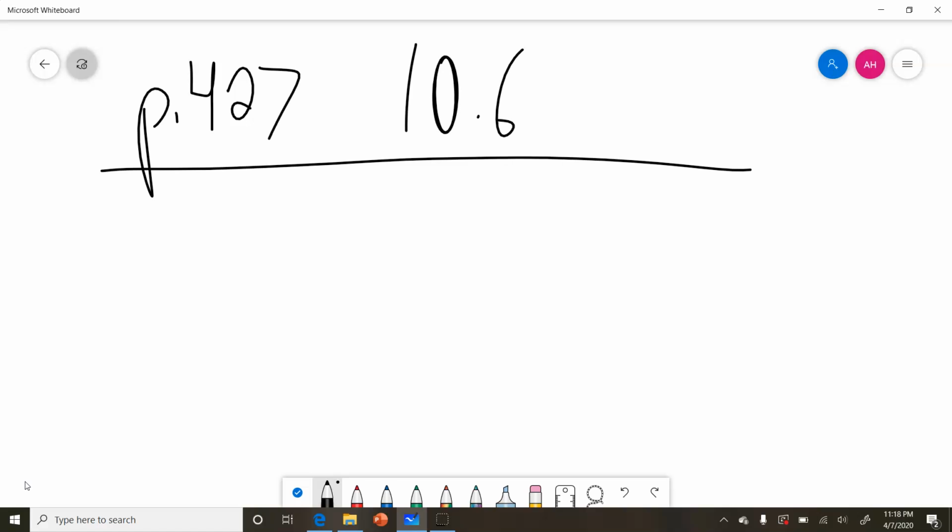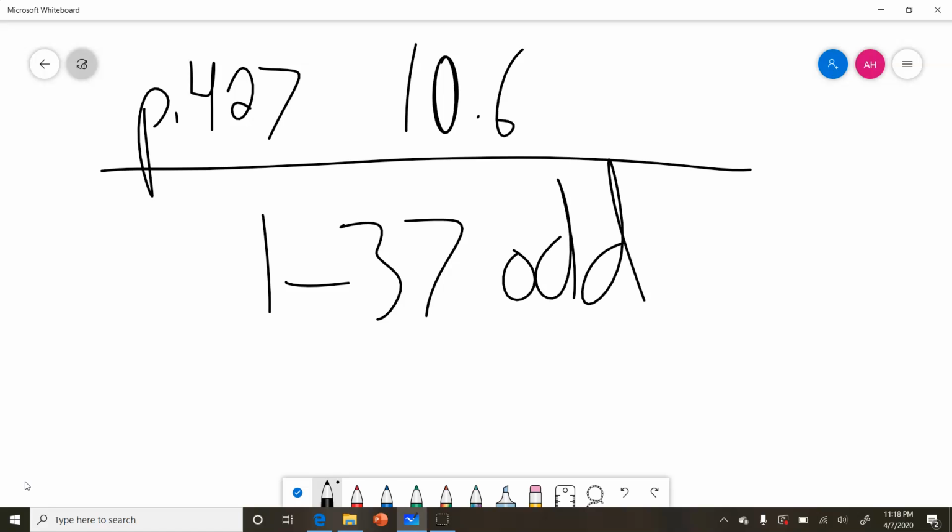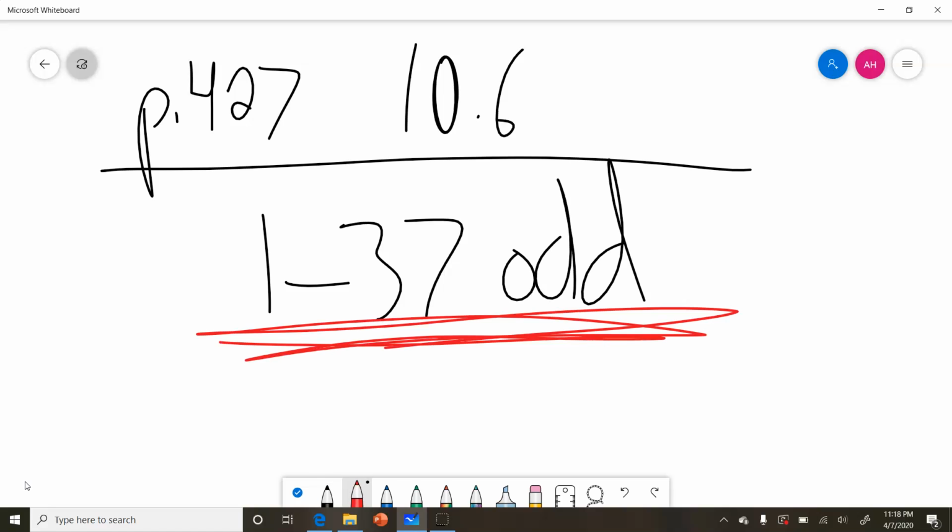So here is the homework for this. It is on page 427, and this is 10.6. We're going to do numbers 1 through 37 odd, and if you do this, we will not have any homework over Easter weekend. So this is our last homework until next week. I hope you enjoy this. For Wednesday morning. Thursday, we'll probably have an informational video, but probably not have homework. So, over and out.